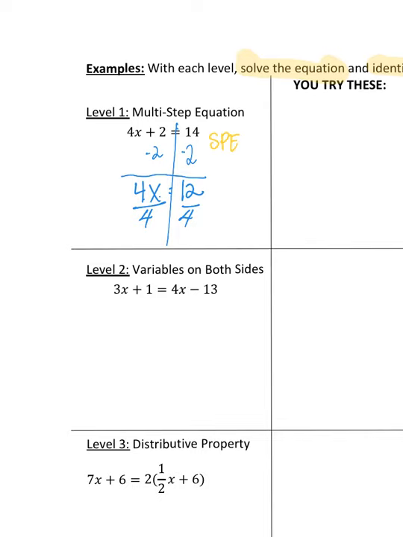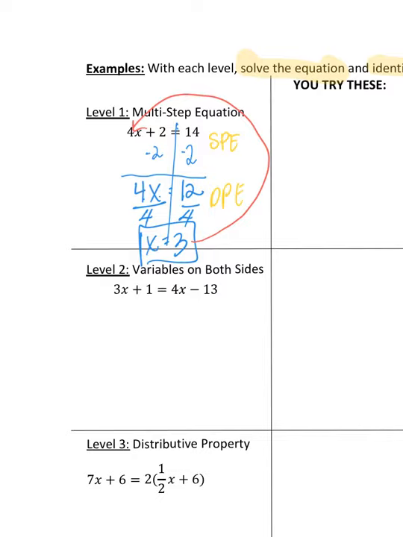Now, I haven't gone over this yet, but remember, if you want to check your answer, plug it back into the equation to make sure it balances. So we have 4 times 3. 4 times 3 is 12. 12 plus 2 is 14. Equals 14. After you unpause, let's check that out.